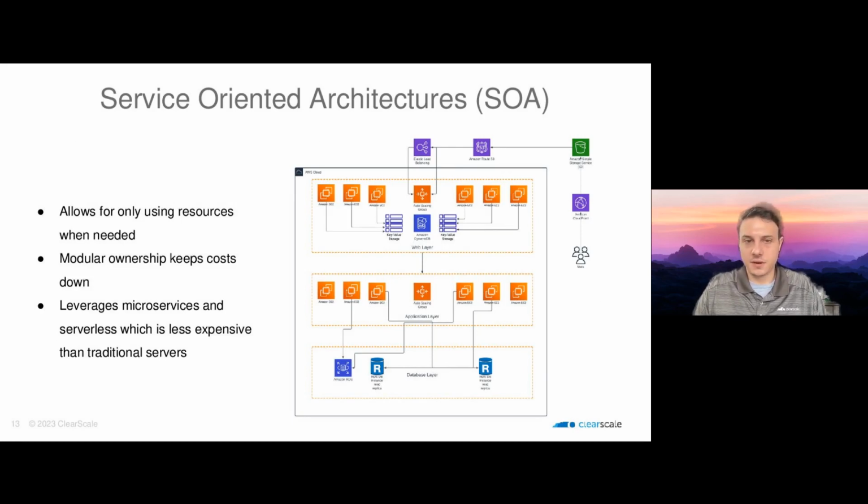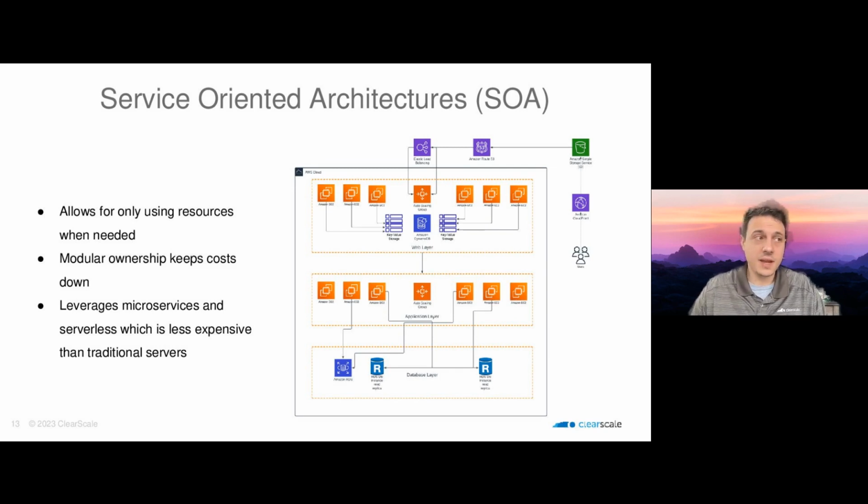SOA, service-oriented architectures. I did an entire blog regarding this particularly, and I think service-oriented architectures are a good use case for so many reasons. But today I'll just talk about it for cost optimization. Number one, it allows for only using resources when needed. Hence, service-oriented. When you need a service, it allows those resources to be spun up and used, and when you're not using it, to be spun down. This is a good use case for serverless architecture.